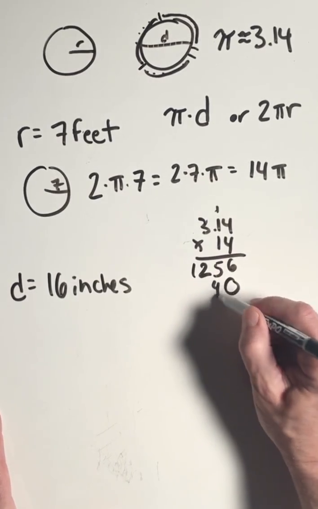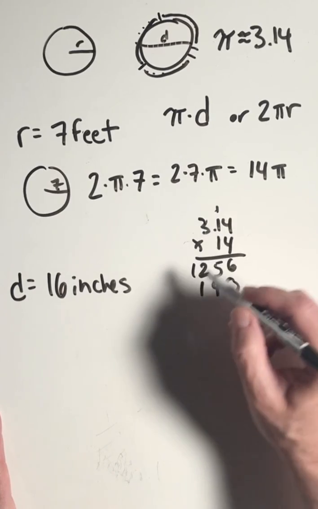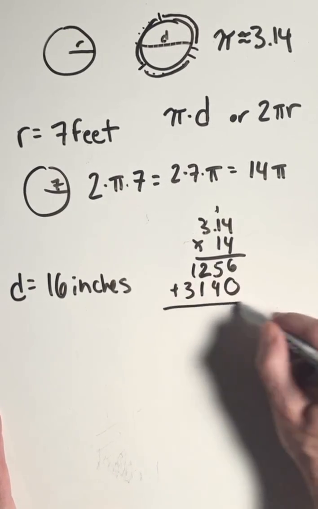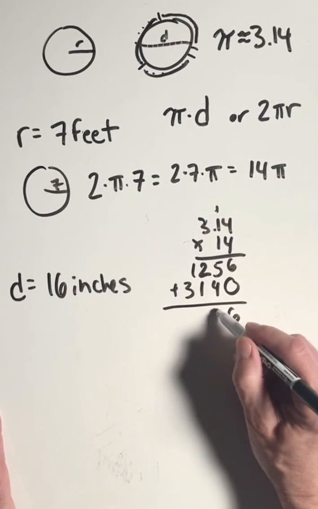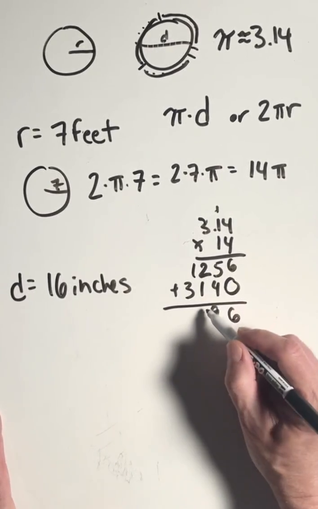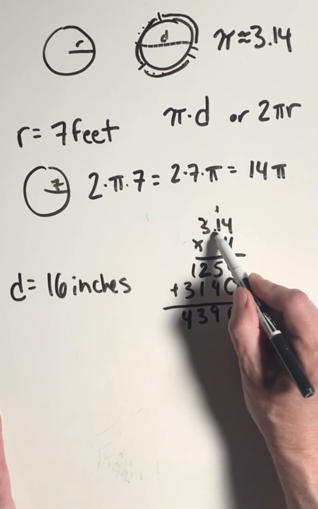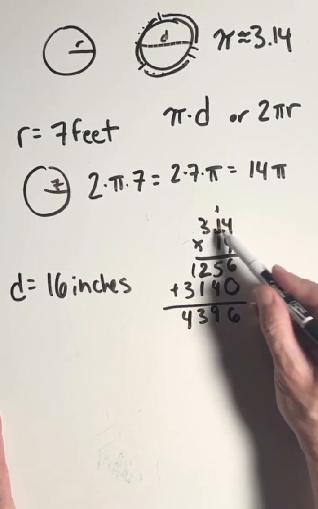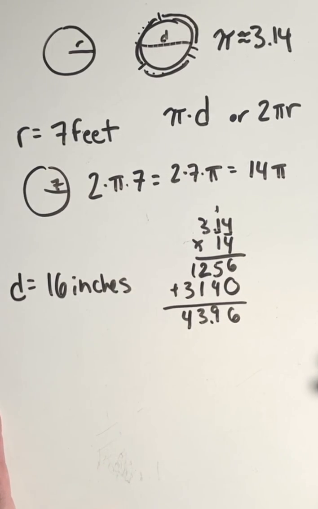1 times 4 is 4. 1 times 1 is 1. And 1 times 3 is 3. We'll add them all up. 6 plus 0 is 6. 5 plus 4 is 9. 2 plus 1 is 3. And 3 plus 1 is 4. I had 2 digits to the right of my decimal here, so I need to have 2 digits to the right of my decimal here.